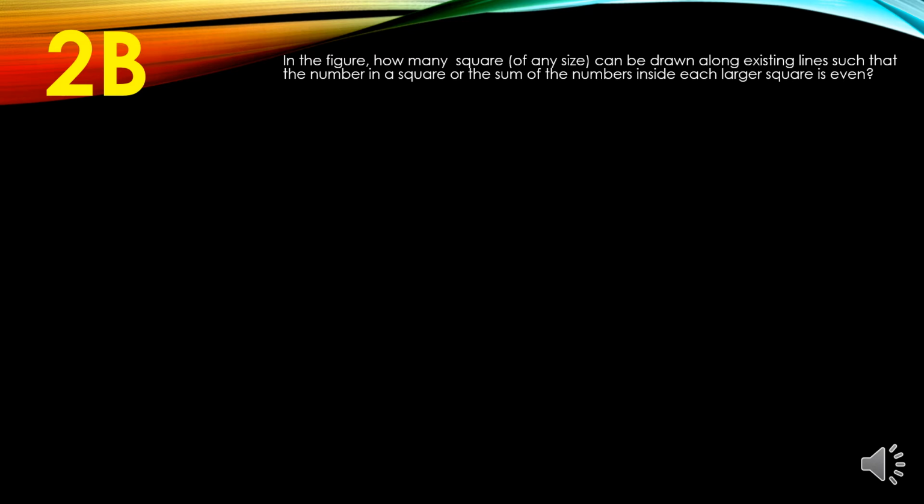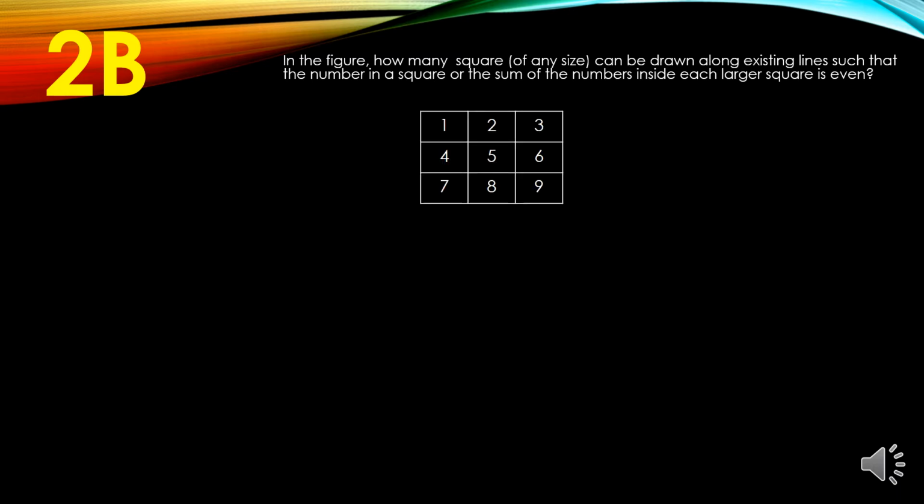Okay. Now for 2B, we have in the figure: how many squares of any size can be drawn along existing lines such that the sum of the numbers inside each square is even? We have the square labeled 1, 2, 3, 4, 5, 6, 7, 8, 9. If we add them, the sum of the whole is 41, and 41 is not even. So we need to find those squares that will give us even.